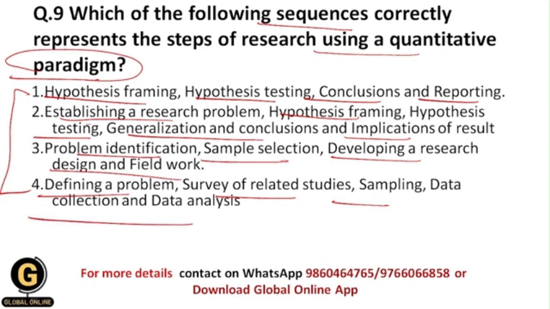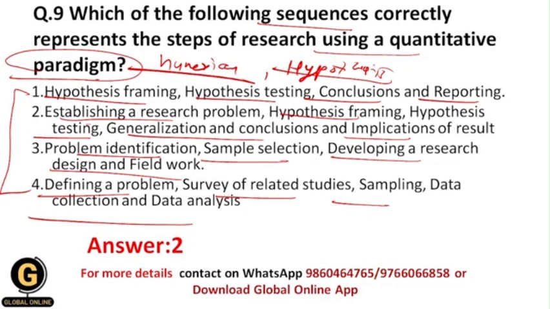So here you have been asked for a quantitative paradigm, and that's why there is the collection of numerical data first of all, then there is a hypothesis, then again there is a testing of hypothesis, there is statistical analysis. So that's why we need to follow such procedures in the quantitative paradigm, and that's why your correct answer should be second, because here the first step is establishing a research problem, and I have told you earlier that in any kind of research process the first step is to identify and establish a research problem.